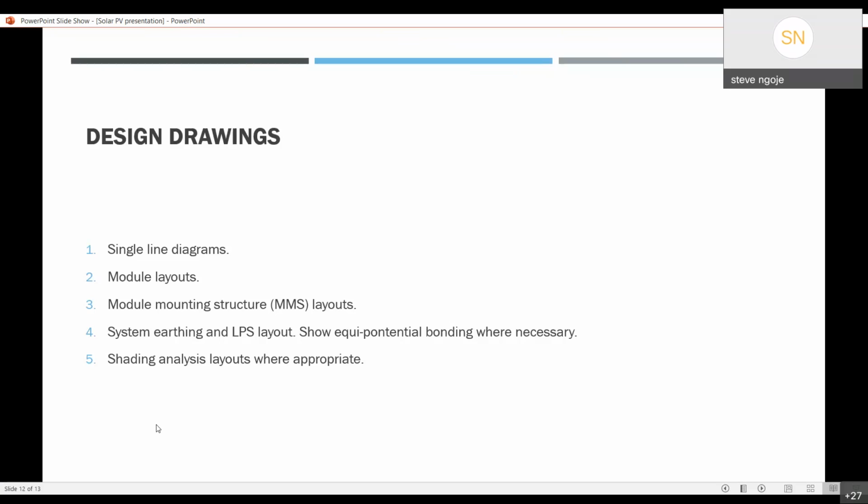So things to earth in solar: you need to earth the module frames, the module structure is earthed, and the inverters, every metallic part, and the AC side has to be earthed.